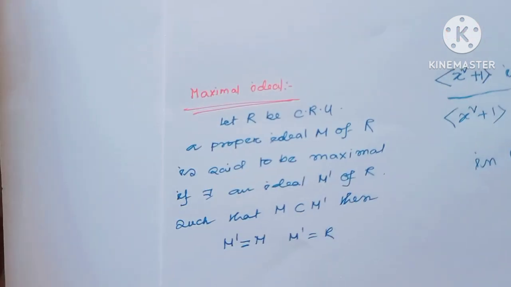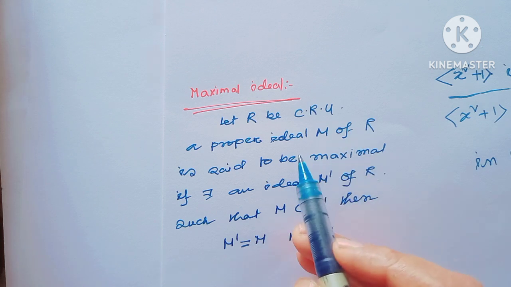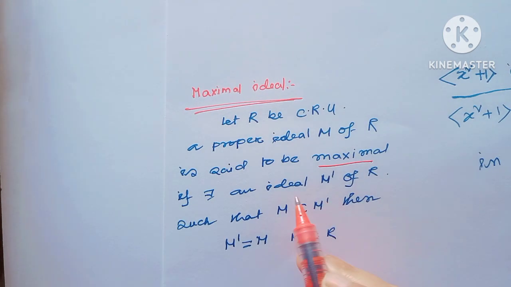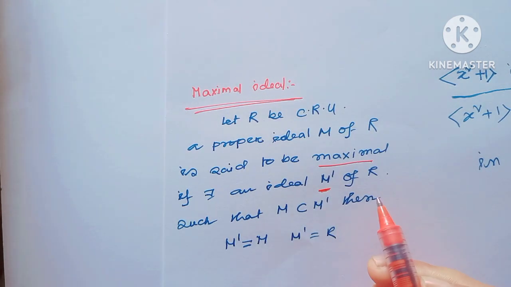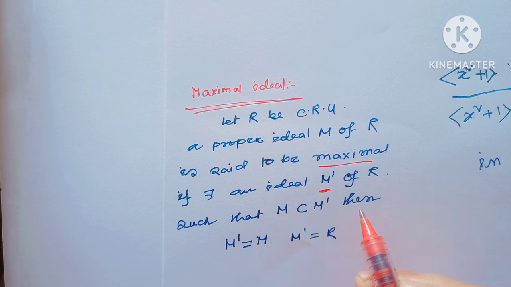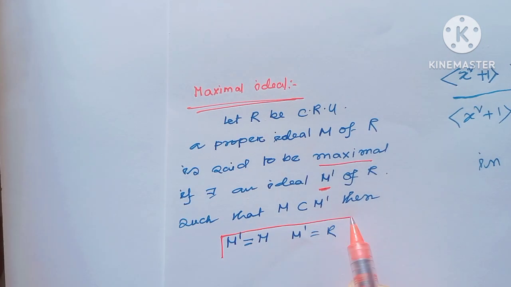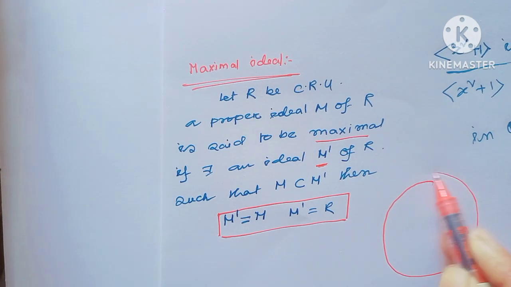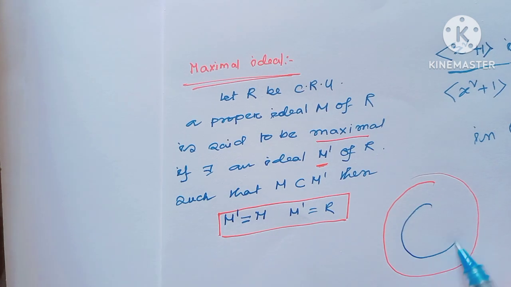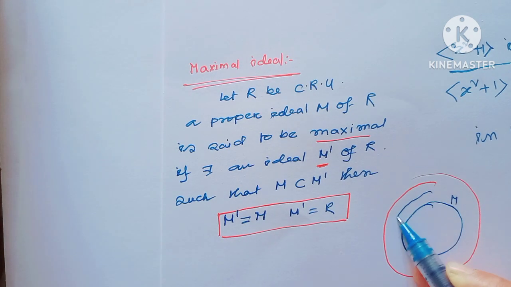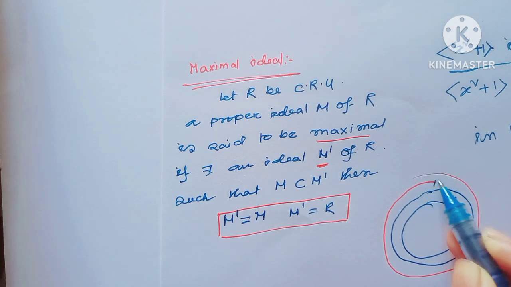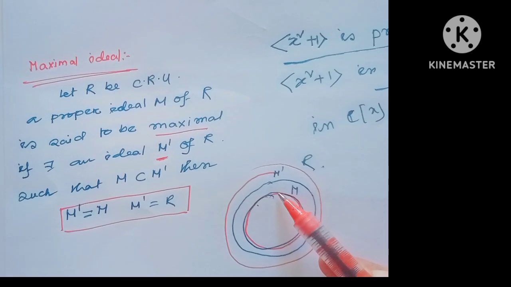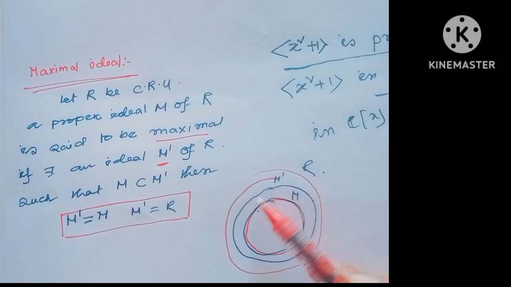Okay. First, know the maximal ideal. A proper ideal M of R is said to be maximal if for any ideal M' of R such that M contains M', either M' equals M or M' equals the whole ring R. That means if this is R and this is the subset M, then we cannot find any proper ideal M' containing M other than M or the whole ring R. M is a proper ideal which is not contained in any bigger proper ideal.